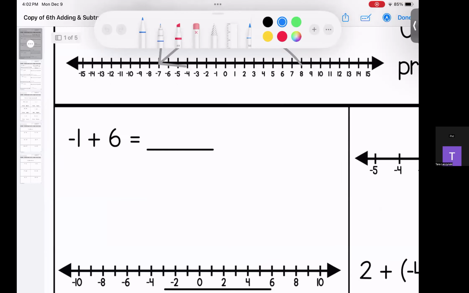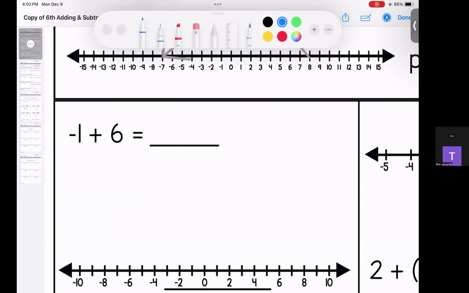I did include number lines just to give you a visual. If the number lines do not serve you, feel free to ignore them. They are just there as a support for those of you that benefit from it.